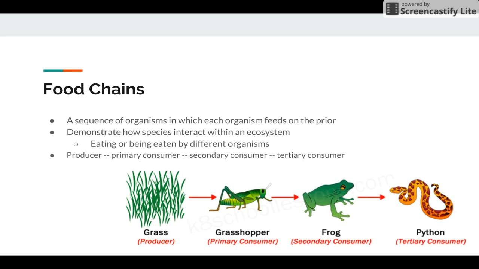In the visual representation below, grass is a producer, while a grasshopper eats the grass, making it a primary consumer. A frog consumes the grasshopper, making it a secondary consumer, and a python consumes the frog, making it a tertiary consumer.